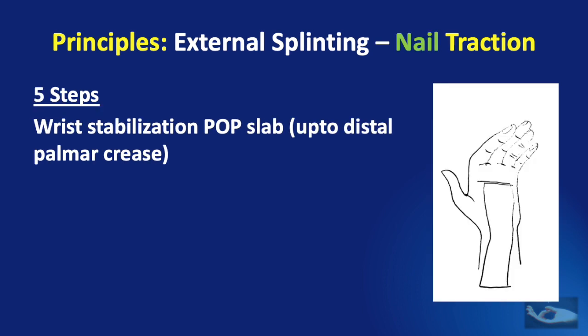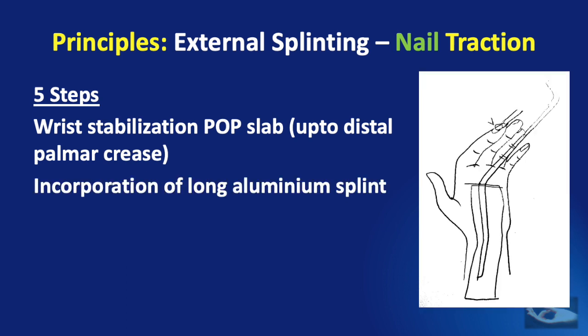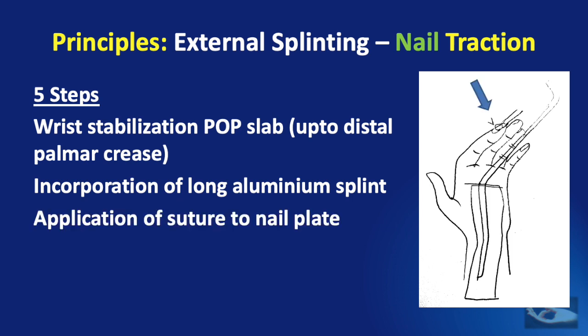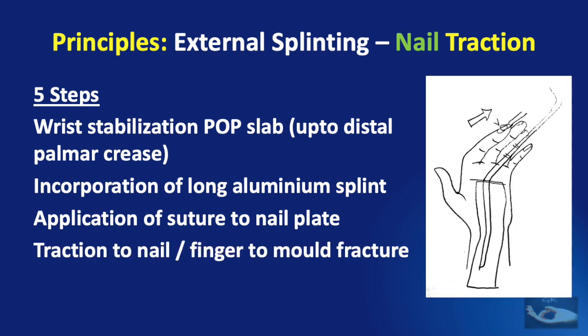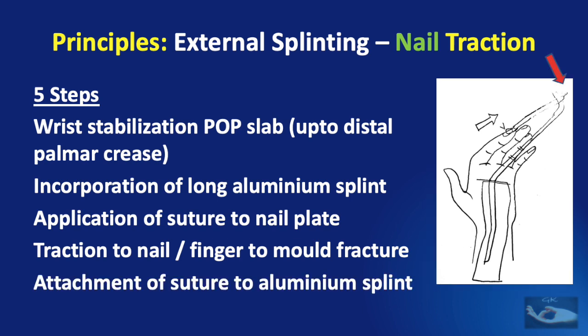The first step is wrist stabilization with the POP slab, which is applied up to the distal palmar crease. The next is incorporation of a long aluminum splint into this POP slab, then application of a suture to the nail plate of the involved finger, after which traction is applied to the nail and the finger to mold the fracture, and finally attachment of the suture to the aluminum splint to maintain the fractured ends in reduced position.